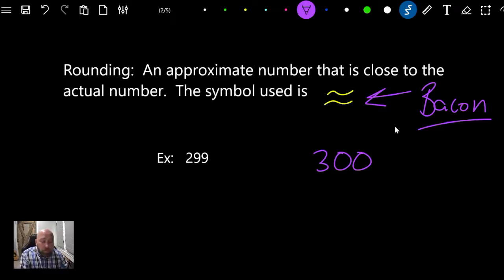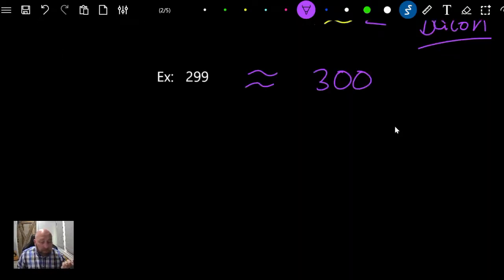So we're going to do 299 is approximately equal. That wasn't a good bacon on the top. There we go. That's a little bit better. Is approximately equal to 300. I rounded it off. Now, I rounded that off in my head, and maybe you did too. But there's other ways that we can do it using place value.